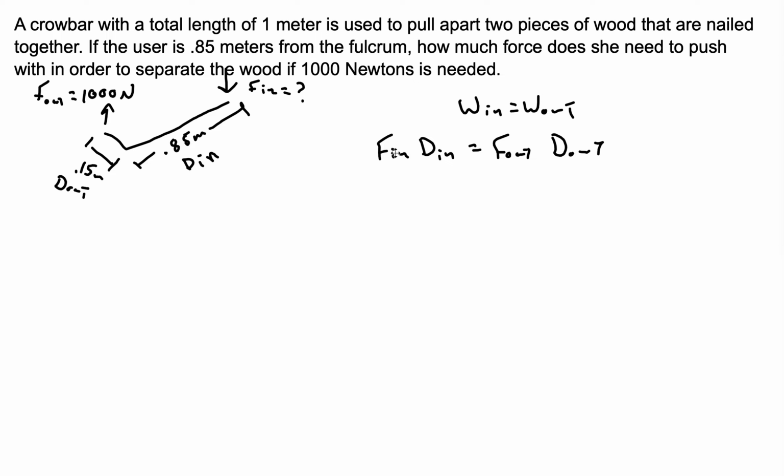Okay, so if that's true, the input force, that's the thing I don't know. The input distance, we said that was 0.85. The output force, that's the force required to push the 2 pieces of wood apart. That's going to be 1,000. And then the output distance, that's going to be the smaller distance. It's 0.15 meters.